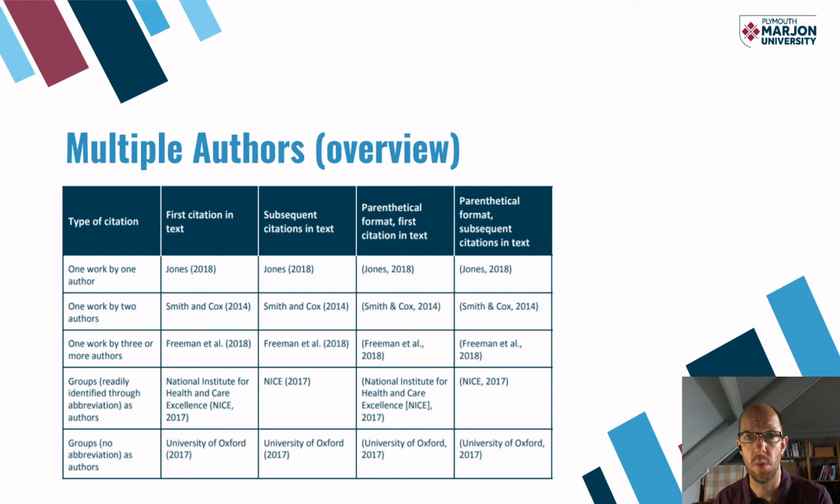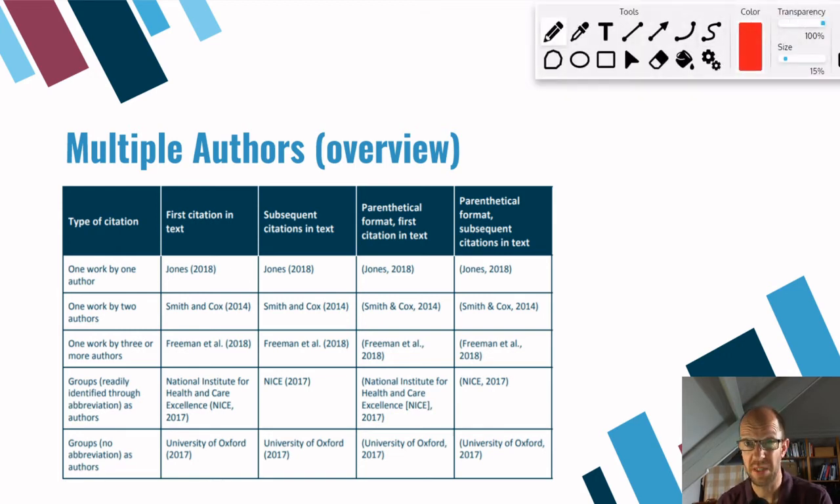When we're citing work, we need to think about how many authors there are. And you can see on this table, which is drawn from the APA guidance document, the number of authors can have an impact on the way that we present it. So this table is something that's worth printing off. This is worth having by the side of your desk when you're doing your work.